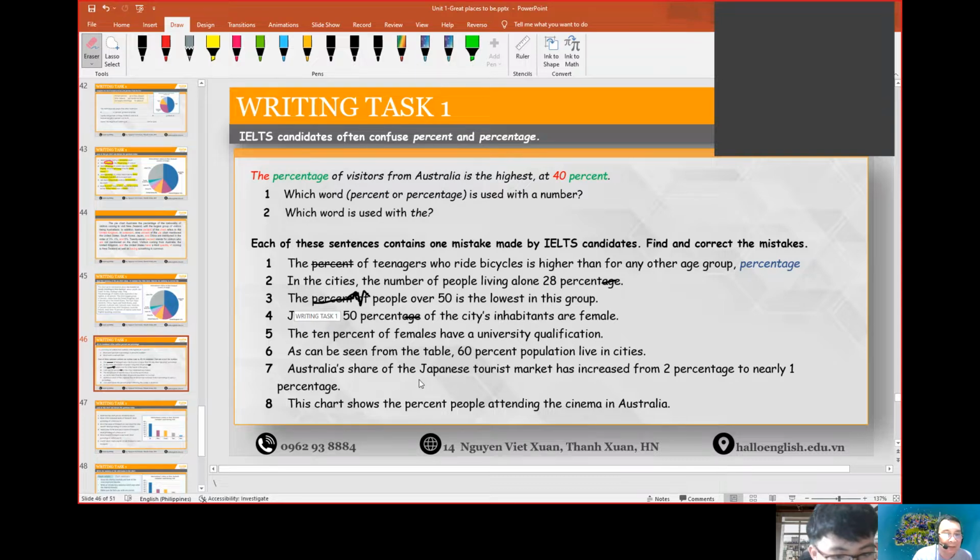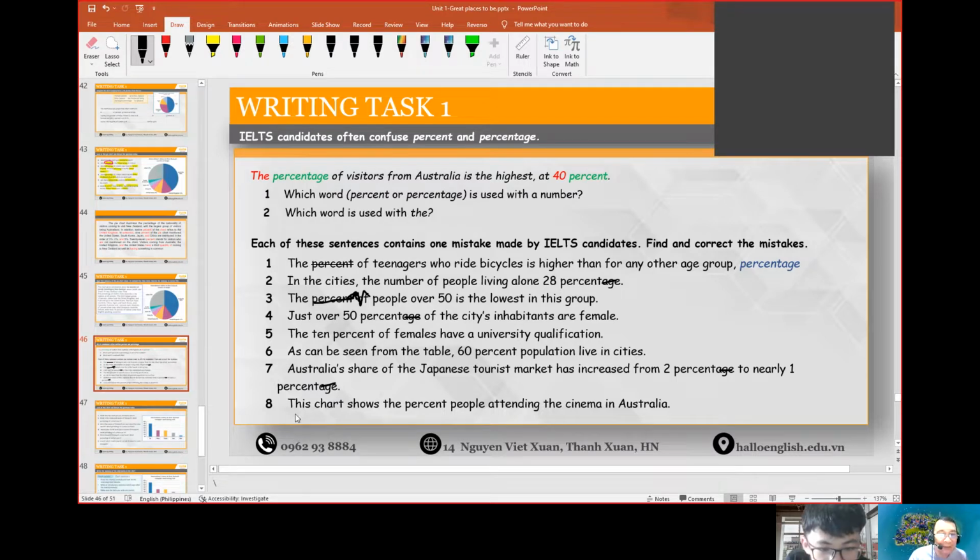Australia's share of the Japanese tourist market has increased from 2% to nearly 10%. So we have two percent and ten percent. Okay. Then the last one.